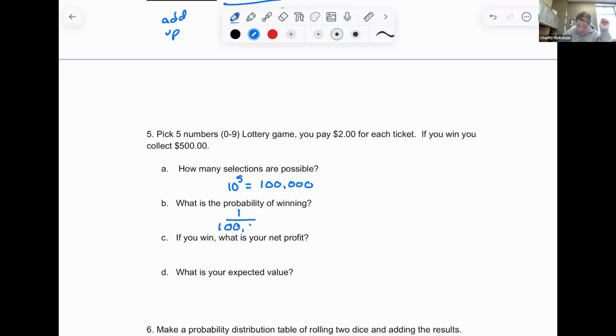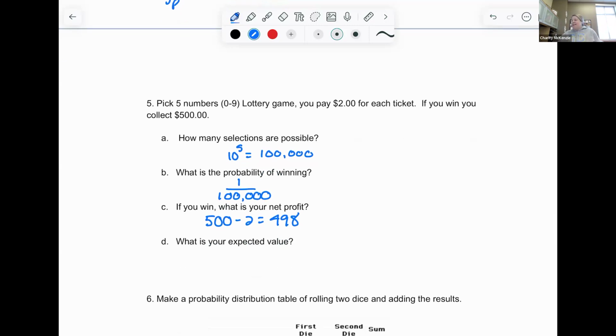So this is just from our section before. What is your net profit if you win? You have to think about what you're making. Well, I paid in $2. They gave me 500, but they didn't give me my $2 back. So your net profit is always what you win minus what you paid in, which is $498. So if you win, you really win $498.